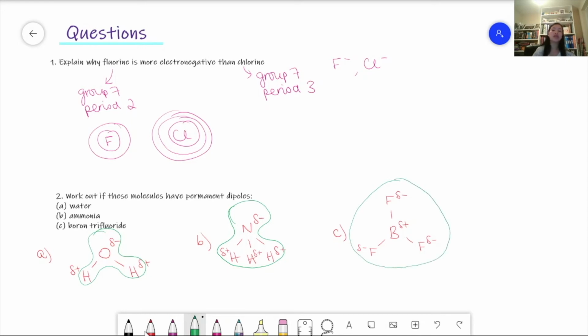the electron distribution would be quite even because they would be gathered around the fluorines, but there's 3 of them around a boron, so that would be quite equal. So this molecule would not have any permanent dipoles, but these 2 would.